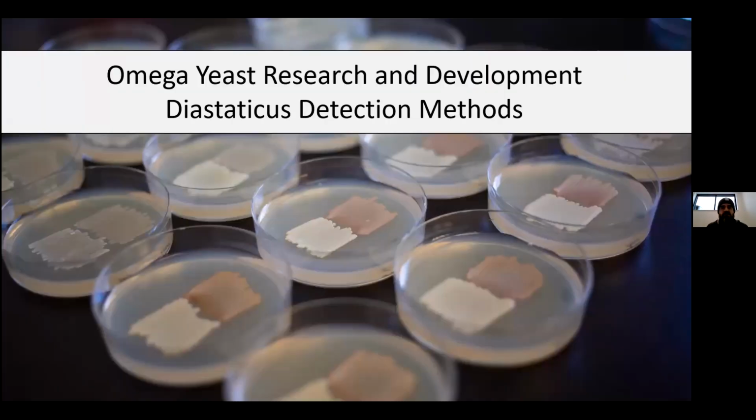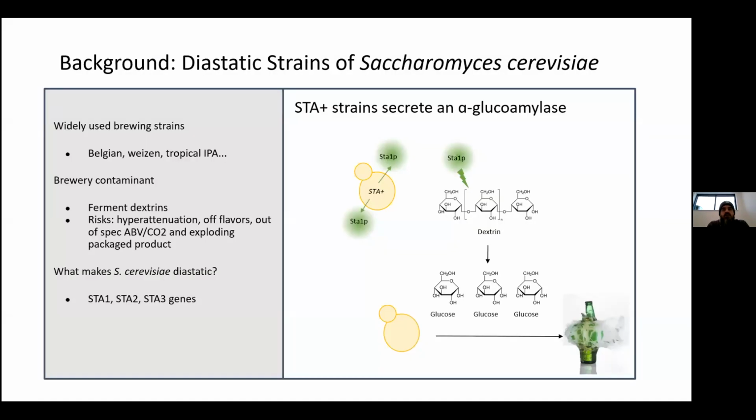Okay, shifting gears again, I'm going to talk about our R&D in the diastaticus realm. Again, this work was conducted in collaboration with the Gibney lab at Cornell. I've been talking a lot about diastatic yeast, and most of you probably know generally what they are. But a quick review: they are genetically basically Cerevisiae. They're ale yeast, but they have a capability that other yeasts don't have. And that is they secrete a glucoamylase, encoded by the STA or STA1 gene.